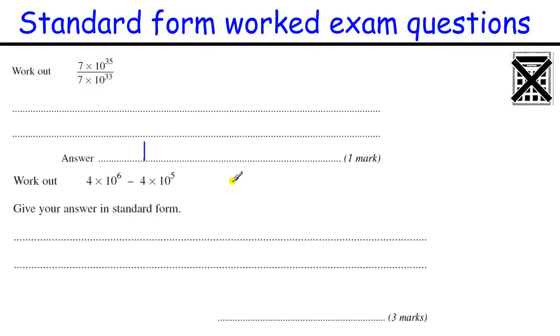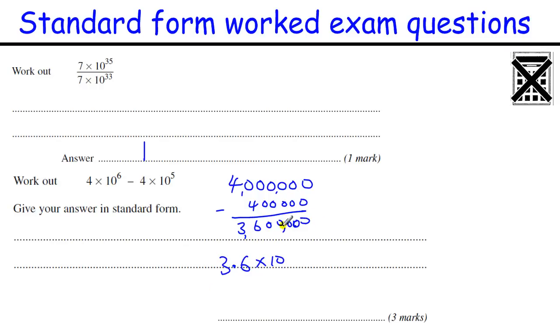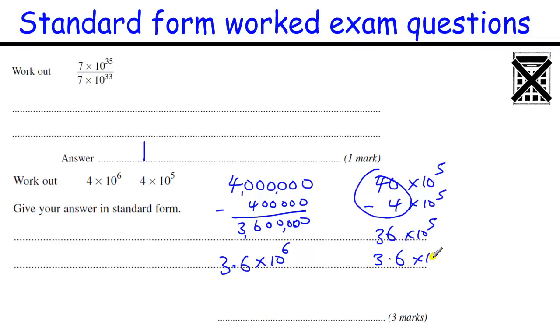For most people, probably the best way to do this is just to change it out of standard form, so you get 4,000,000, 4 times 10 to the 6. Take away 4 times 10 to the 5 would be 400,000. And that gives you 3,600,000. Change it back into standard form, 3.6 times 10 to the 1, 2, 3, 4, 5, 6. Another way of thinking about it is you could change this to 40 times 10 to the 5. If we make them both the same power of 10, then we can just do this part. So you get 36 times 10 to the 5 and then convert it back into proper standard form, 3.6 times 10 to the 6.